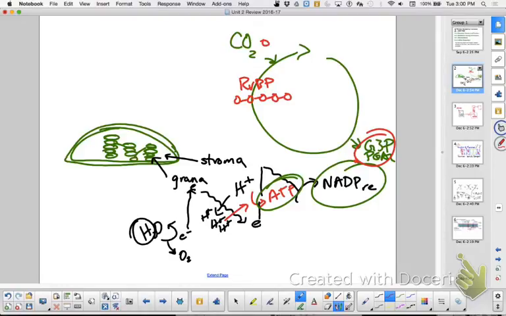Here we go. Water, water, water. What are we going to do? Break it in half. What do we get? Oxygen and electrons. This is photosystem 2, right? That's why we're going like this, and we have 2 electrons, right?